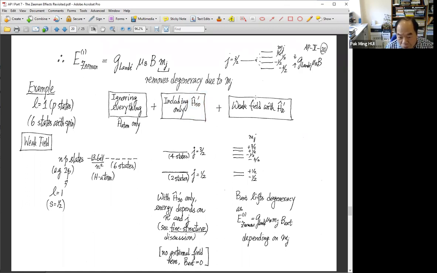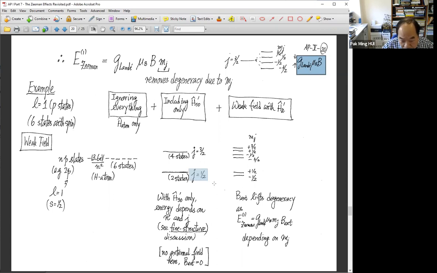Now, with a weak field, we just found this will split into 4 states according to the mJ value. The spacing is given by lambda, the g factor, times the Bohr magneton, times the strength of your magnet, the B field. It's still equally spaced, but the g factor is something that you need to measure or you need to calculate, all right?